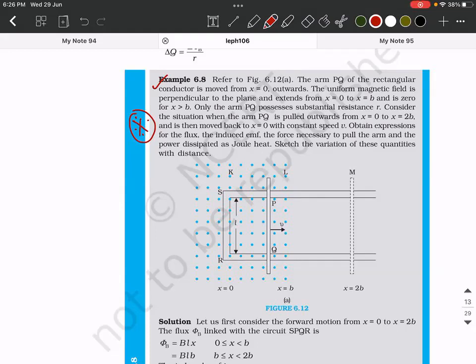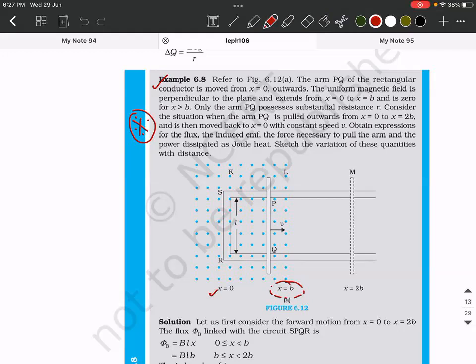The arm PQ of the rectangular conductor is moved from x is equal to 0 outwards. So read the question carefully. There is a magnetic field existing only for a certain region. It is not existing throughout. In that region, one of the points is considered to be x is equal to 0 and the other point is considered to be x is equal to b, which is actually the end point of that magnetic field also.